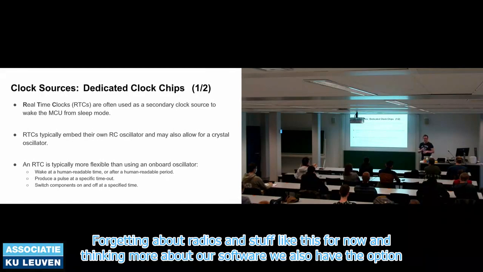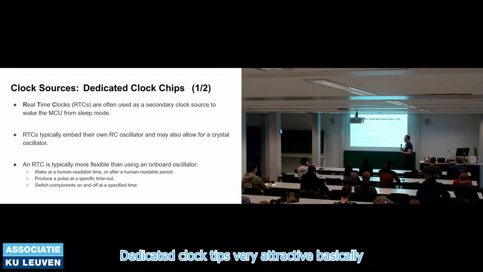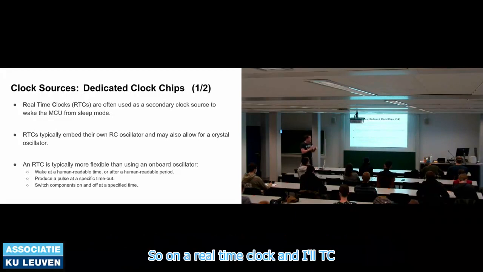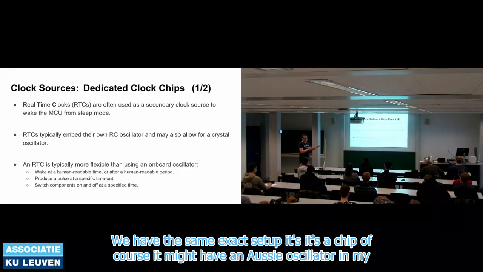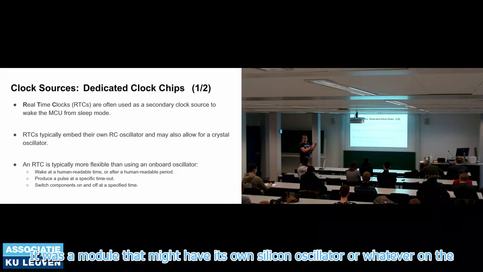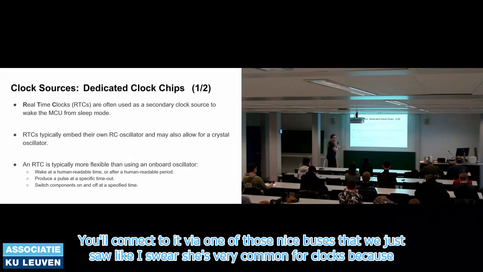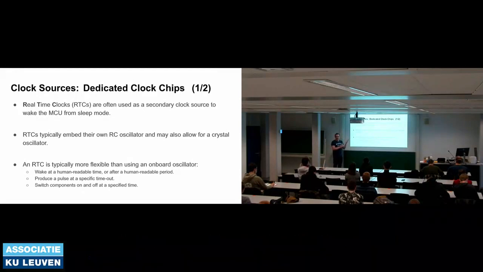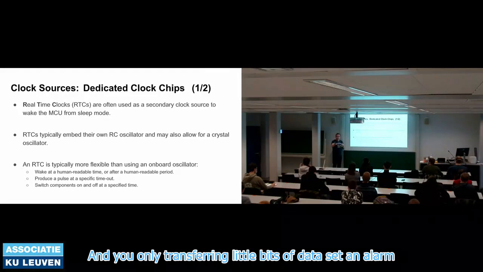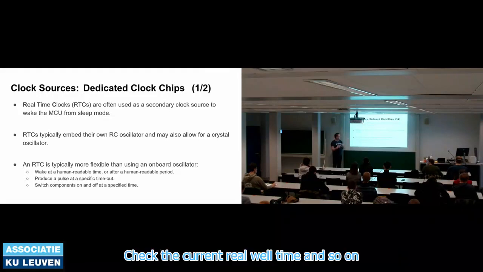Forgetting about radios and stuff like this for now and thinking more about our software, we also have the option of dedicated clock chips, which can often be very attractive because they do a lot of hard work for you. So on a real-time clock, an RTC, we have the same exact setup. It's a chip, of course. It might have an RC oscillator. If it's a module, it might also embed its own silicon oscillator or whatever on there. But they'll have done the hard work of calibrating it, giving you a guaranteed accuracy. You'll connect to it via one of those nice buses that we just saw. I2C is very common for clocks because clocks don't have to run really fast. And you're only transferring little bits of data: set an alarm, check the current real-world time, and so on.